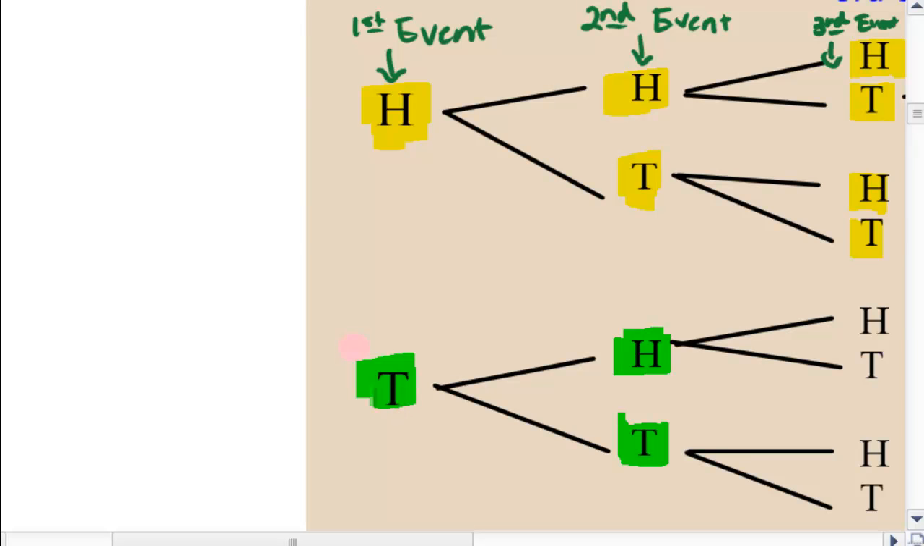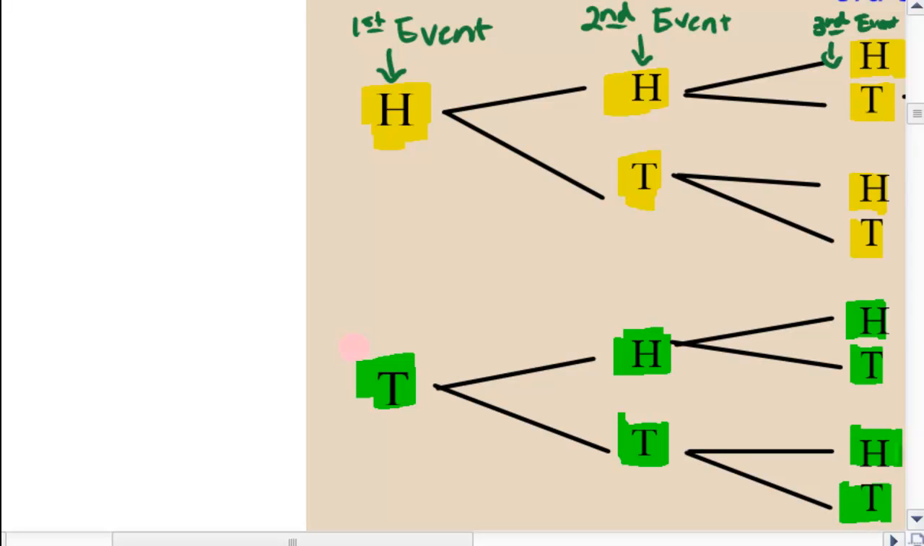What if I had tails in my first event? In my second event, if I got heads, then I could get heads or tails in my third event. So I could have tails, heads, heads, or tails, heads, tails. And then in my last branch, I could have tails, tails, heads for an outcome, or tails, tails, tails for another outcome.